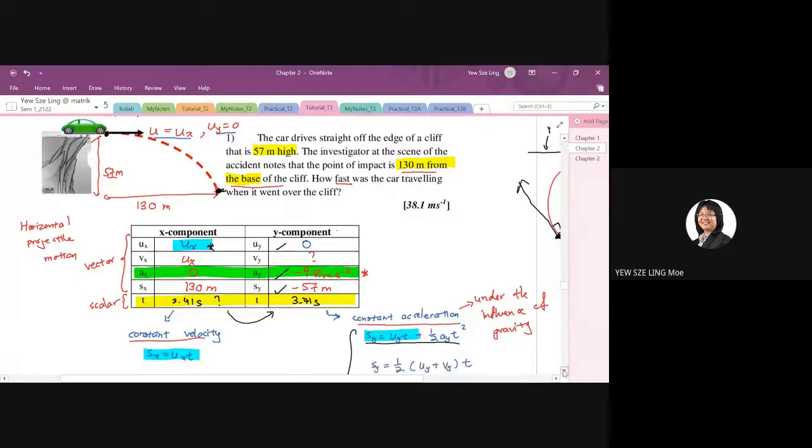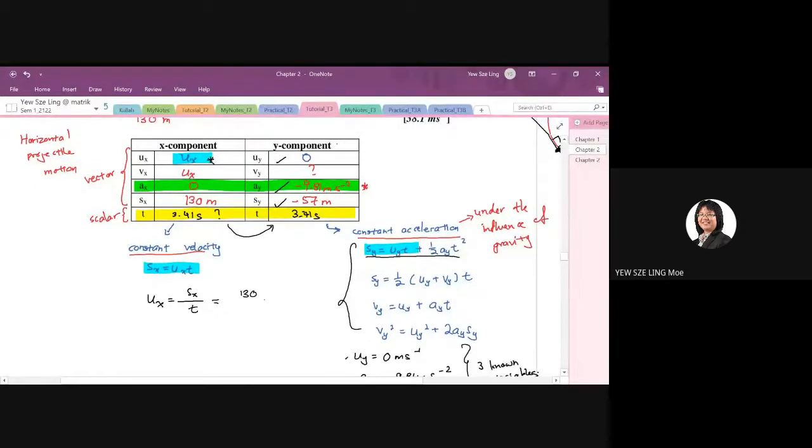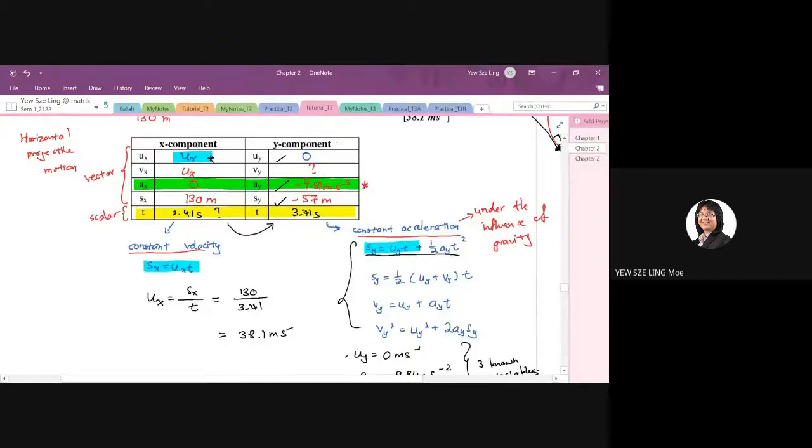So now we have Sx, we have t, therefore it is equal to 130 meter divided by 3.41 second, which is then equal to 38.1 m s^-1. So this is the final answer.